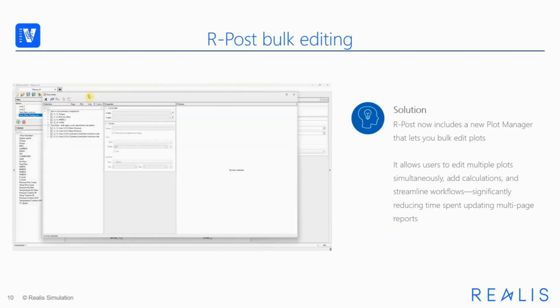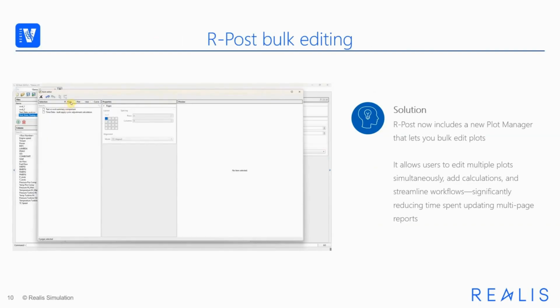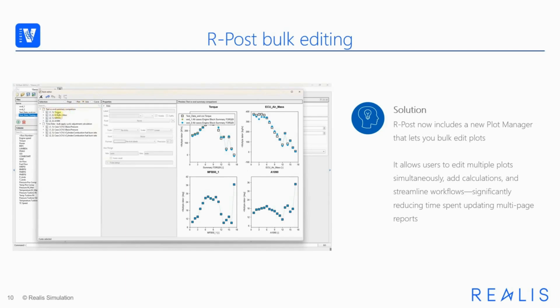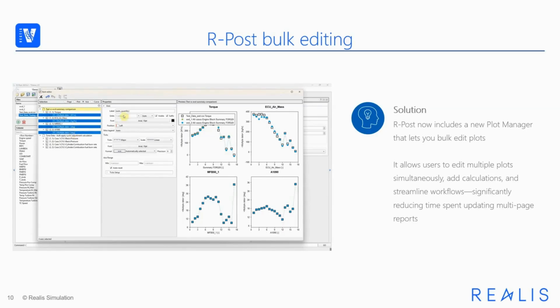The next improvement is rpost bulk editing. Our post-processing tool rpost now includes a new plot manager that lets you bulk edit plots. Within this you can edit entire pages, multiple plots, multiple axes and multiple curve sets all in one place. This means that you can apply calculations, adjust formatting and update whole multi-page reports in a single step rather than having to edit each plot one by one. It significantly reduces the time spent maintaining large rpost documents and makes report creation much more efficient and easier than ever.